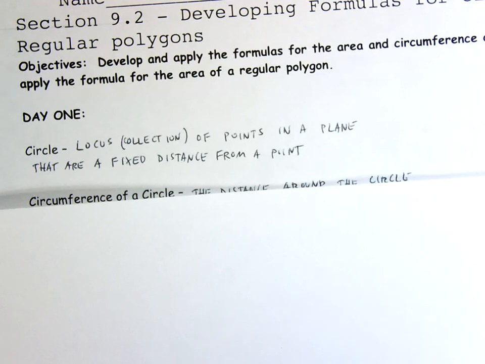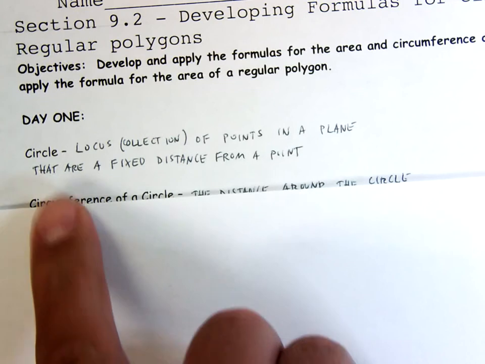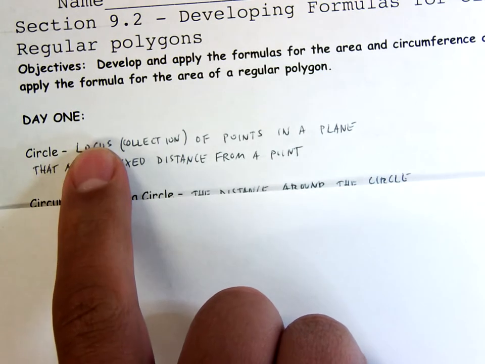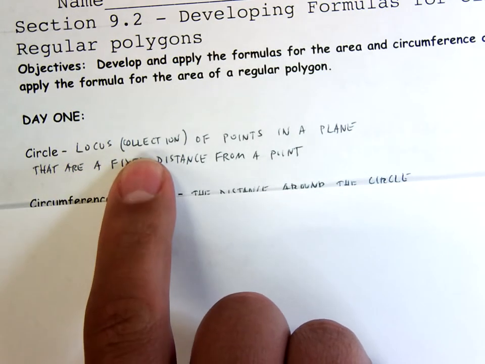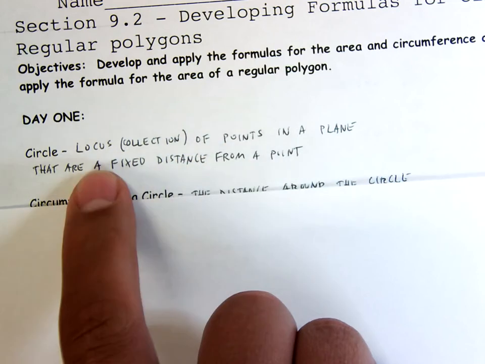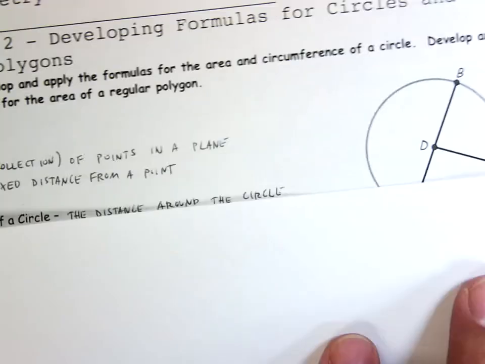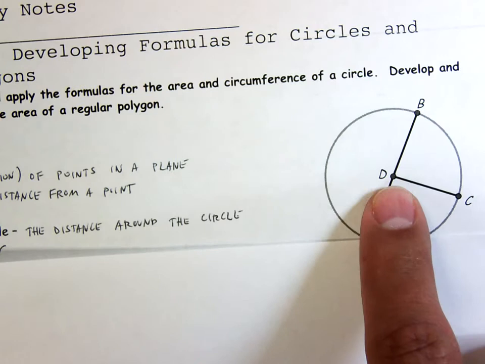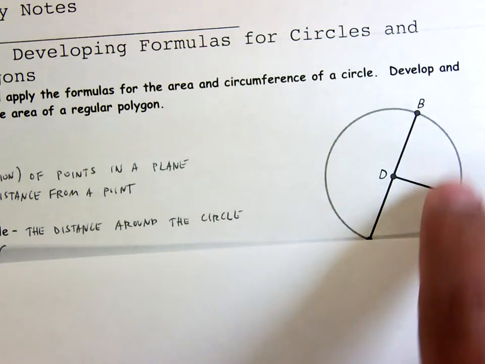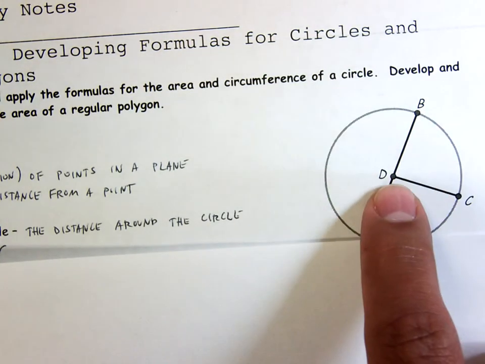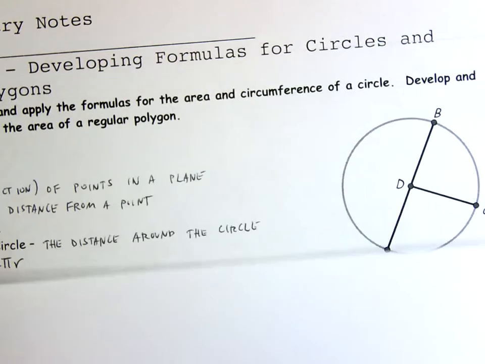So we started talking about area last time. Now we're talking about area of circles. Let's just define a circle. A circle, they call it a locus. It's just a collection of points in a plane that are a fixed distance from a point. So if this is my circle, there's my fixed point. Every point that lies on that circle is the same distance from point D. That's all the circle is.